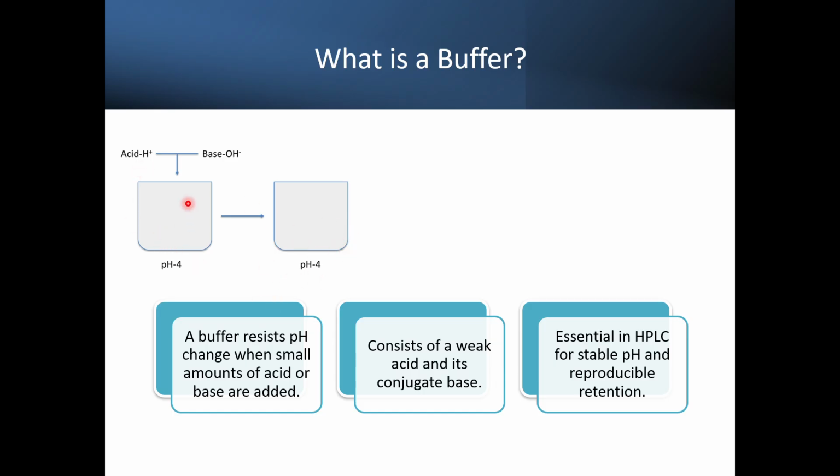I have taken a solution which has a pH of 4, and I have added a small amount of acid or base, and the pH is not getting changed. It is still 4. So this kind of solution is called a buffer. They are majorly made up of weak acids and their conjugate bases, and these are essential in HPLC and LCMS to stabilize the pH, which is necessary to get reproducible retention times and results.